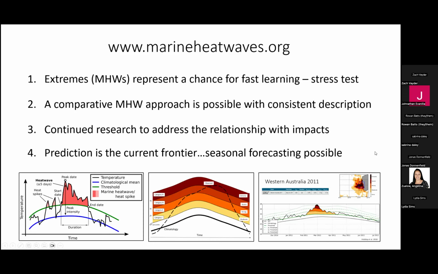And for me and my group, a prediction of marine heat waves is the current frontier. Being able to make a prediction about whether a heat wave will occur 3 or 4 months ahead of time is a really powerful thing, and it's a pretty amazing area to be working. And I'm pretty sure that is my last slide.